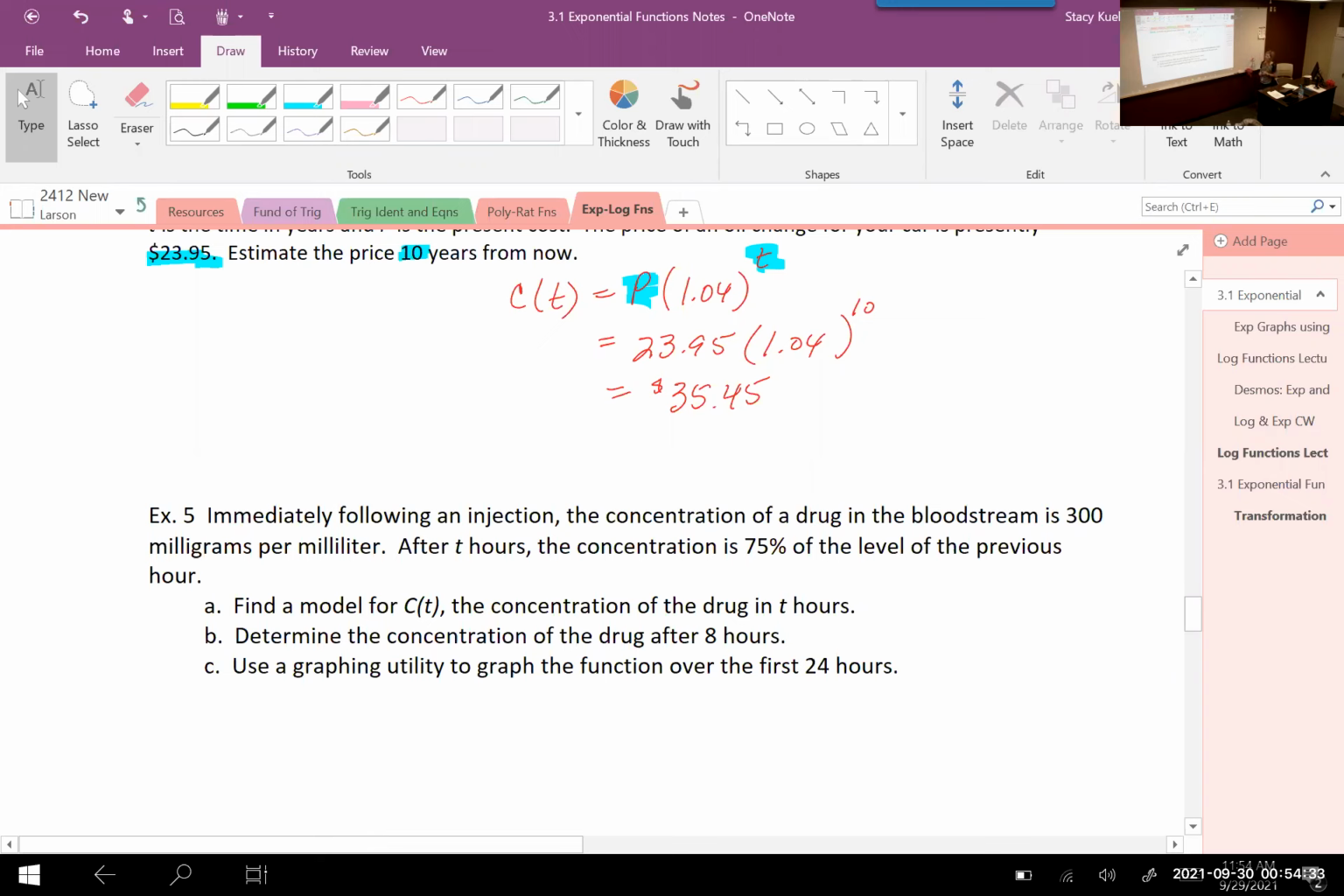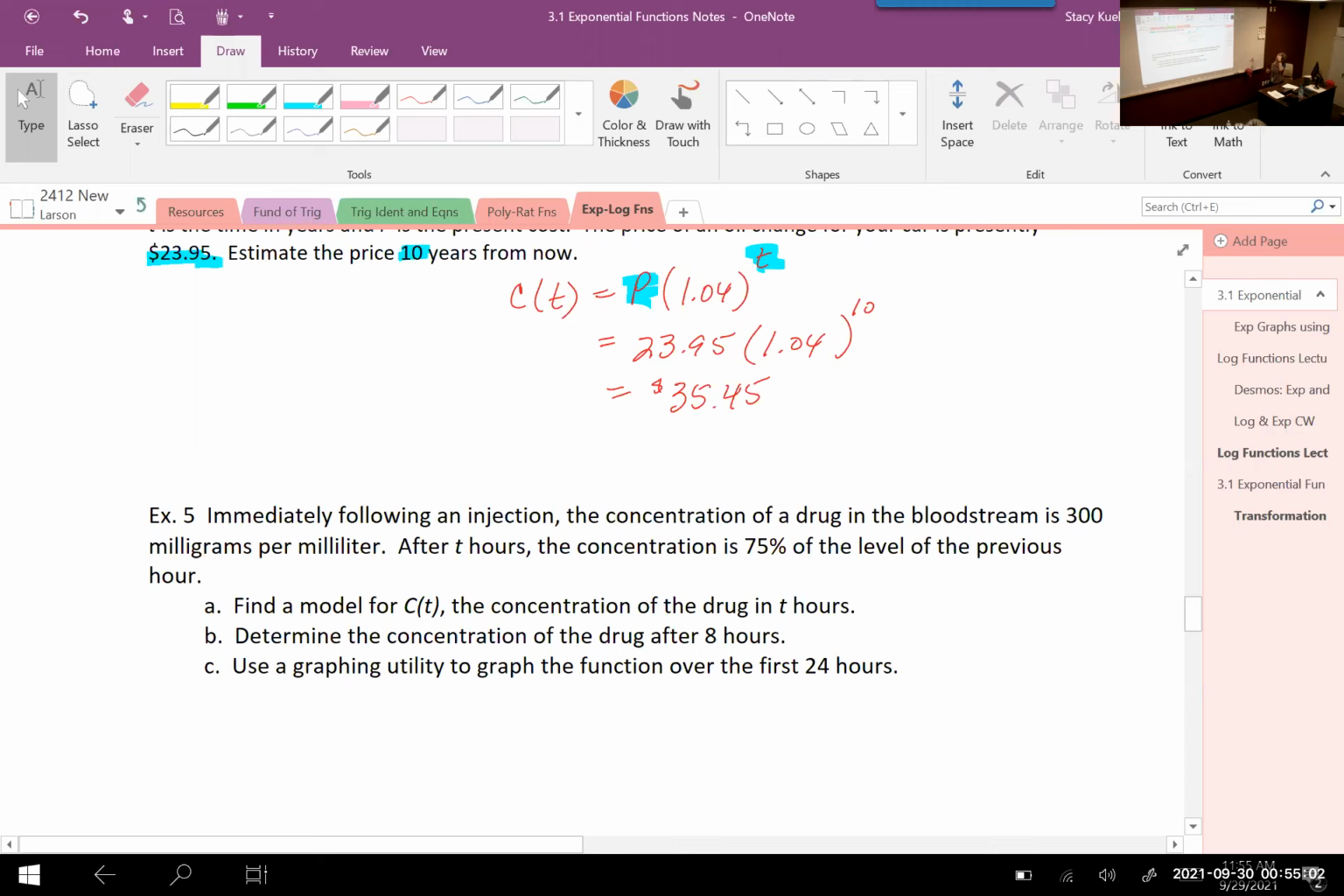75% of the level of the previous hour. I didn't realize, most of you who are in biology probably realize this, but our medication depletes. It's an exponential function is what I'm trying to say. That's how they determine how much Advil or ibuprofen you need based on the decay in your bloodstream, how much is going away, which I thought was an interesting application of an exponential function.